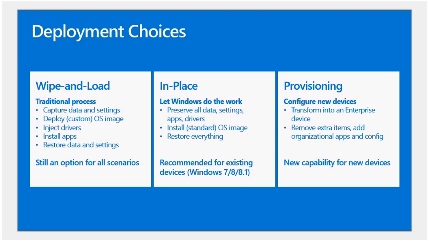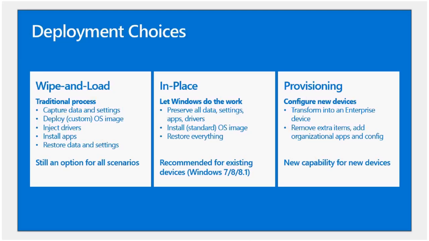So doing an in-place upgrade, we can let Windows do the work. Instead of leveraging a 75-step process to do the wipe and load, we can just run setup.exe and let it take care of capturing the data and settings as well as the apps and drivers from the existing OS. It then lays down a standard operating system image, so not using any custom or golden image from the organization. And then it will put everything back. So it will copy across the data and the settings, preserve the applications, and where necessary, even pull forward the drivers from the old OS as well.